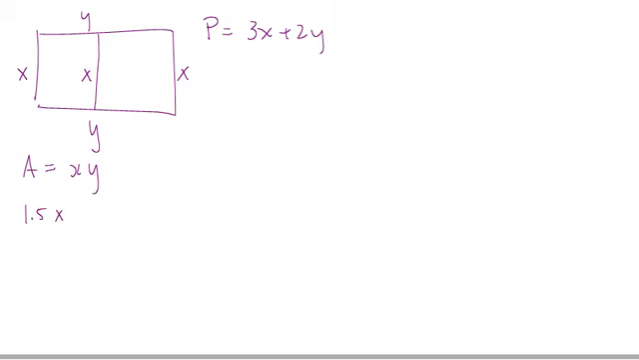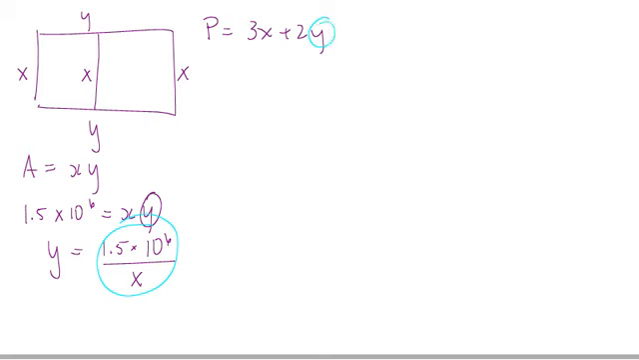I want to reduce the number of variables here, and I know that A equals x times y, and the area is 1.5 times 10 to the 6th equals x times y, which means y is 1.5 times 10 to the 6th over x. So I'm just isolating y here, and now I'm going to replace my y expression in my perimeter statement. So perimeter is 3x plus 2 times 1.5 times 10 to the 6th over x.